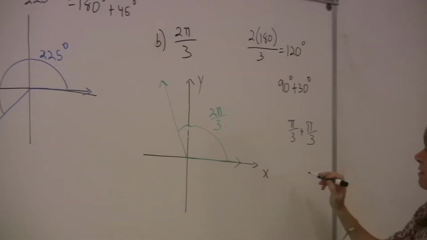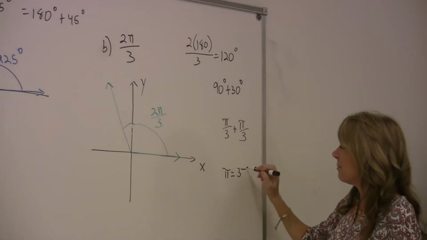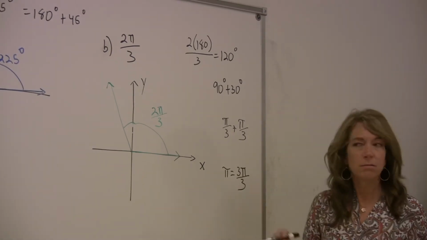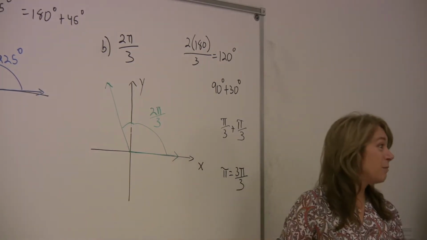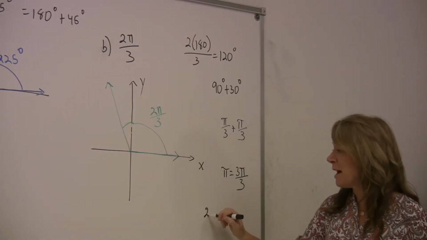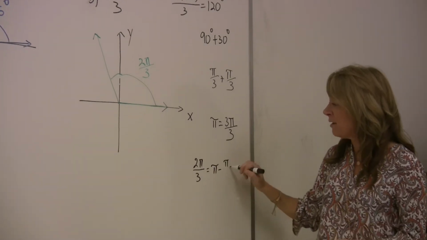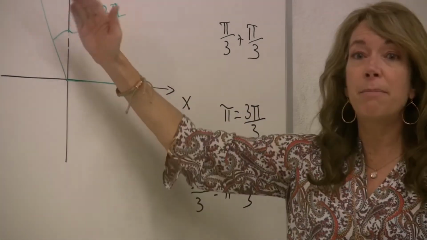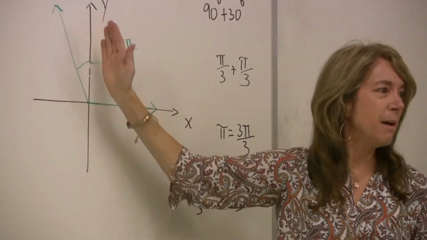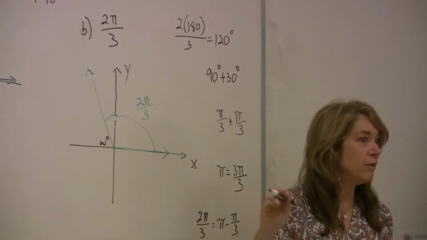But sometimes I also think of it this way. I know that pi is 3 pi over 3. Pi is all the way here. Subtract 1 pi over 3. So 2 pi over 3 is pi minus pi over 3. And to me, that's the easiest way to visualize it. I go all the way to pi, and then I'm backing up by 60 degrees. There's a little 60 degrees in here, or pi over 3 if you're doing radians.